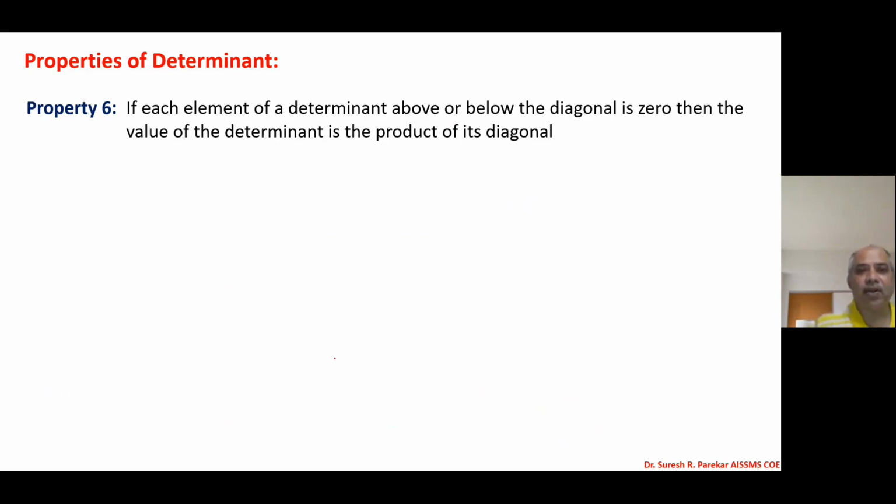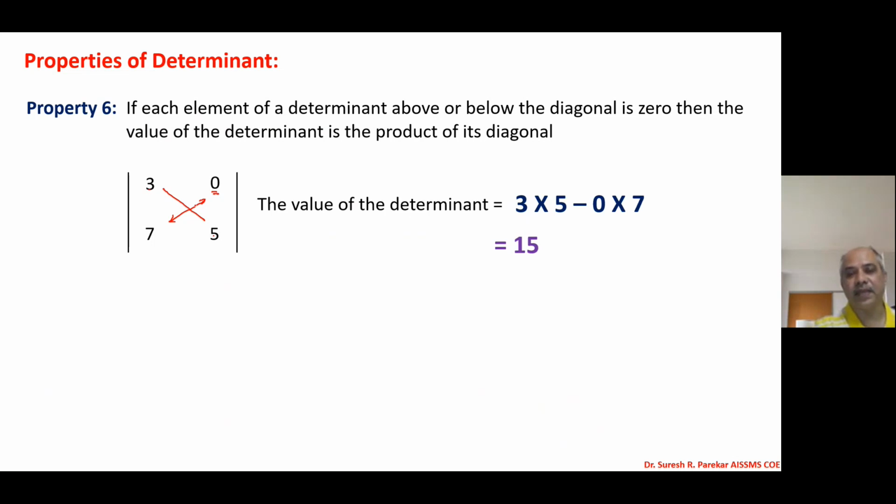Then go to property 6. If each element of a determinant above or below the diagonal is 0, then the value of the determinant is the product of its diagonal. So you can see this. I have this as 0. Then what will happen? We have only 3 into 5, this becomes 0. So we have only the multiplication of the diagonal, which will be 15.